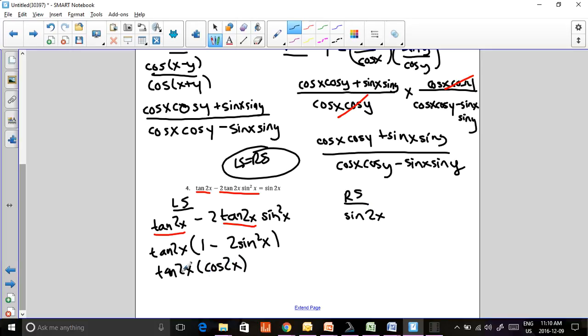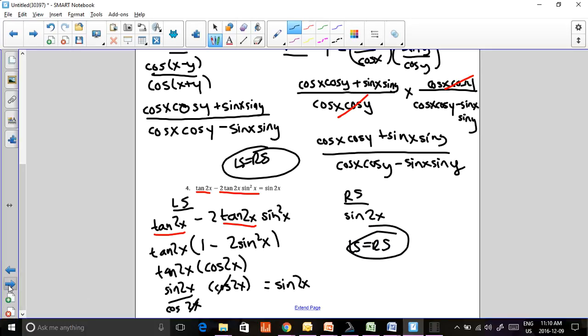Oh, tan 2x can be rewritten as sine 2x over cos 2x. And then when I multiply that by cos 2x, oh, look what happens. These guys cross off, and I'm just left with sine 2x. Oh, left side equals right side. There we go. All right.